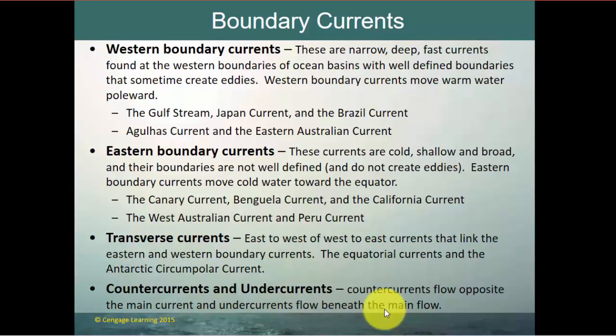All right, so western boundary currents, these are the narrow, deep, and fast currents found on the western borders of ocean basins with well-defined boundaries that sometimes create actual eddies. Western boundary currents move warm water poleward. It's the Gulf Stream, the Japan Kuroshio current, and the Brazilian current.